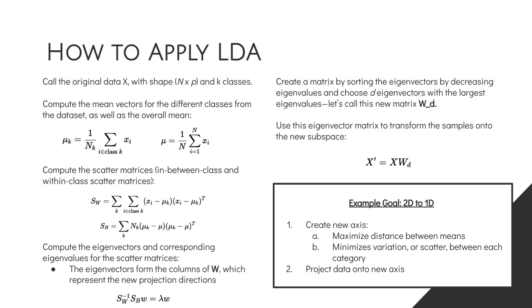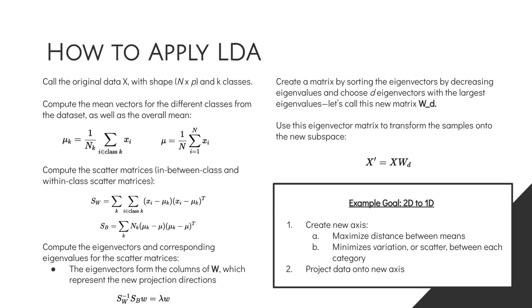We want to find a transformation matrix W, and that's done by solving the following equation. Here, W is the eigenvector corresponding to the eigenvalue lambda, and the matrix is the inverse of S sub W times S sub B. The eigenvectors represent the directions that maximize class separation, and the eigenvalues represent the magnitude of separation along these directions.